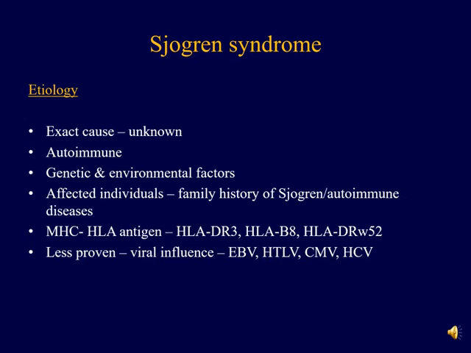HLA-DR3 and DR8 are seen with increased frequency in primary Sjogren, whereas HLA-DR52 is associated with both primary and secondary. Coming to the environmental factors, certain viruses such as Epstein-Barr virus, human T-cell lymphotropic virus, cytomegalovirus and hepatitis C virus are thought to be associated with the disease.